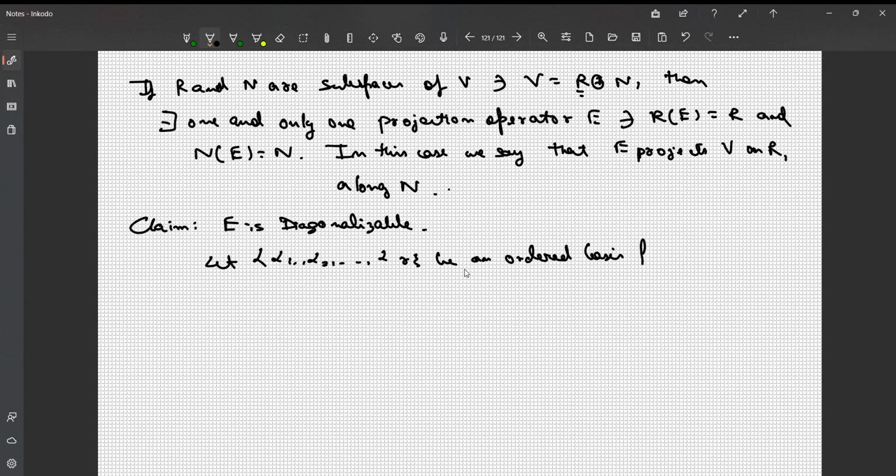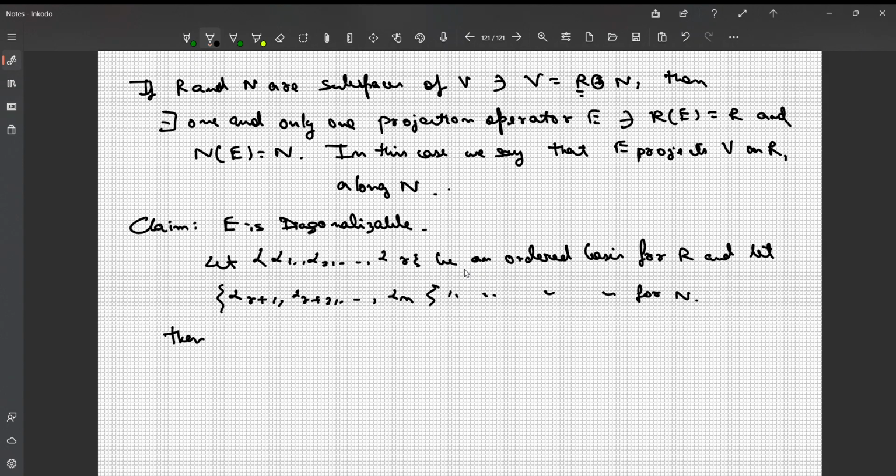Let alpha 1 through alpha r be an ordered basis for R, and let alpha r plus 1, alpha r plus 2 till alpha n be an ordered basis for N. So typically alpha 1 to alpha n is an ordered basis of V, that is pretty obvious to observe.